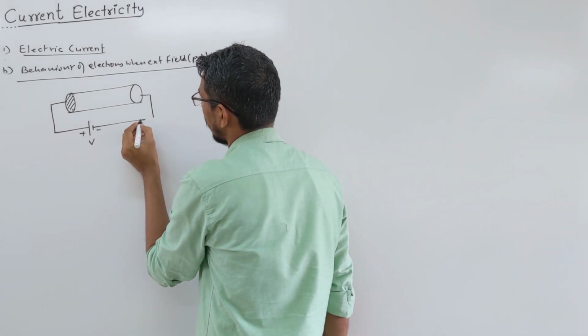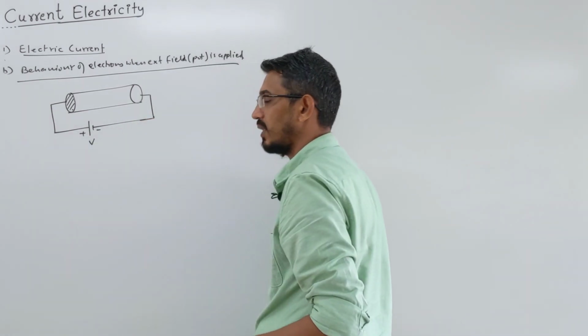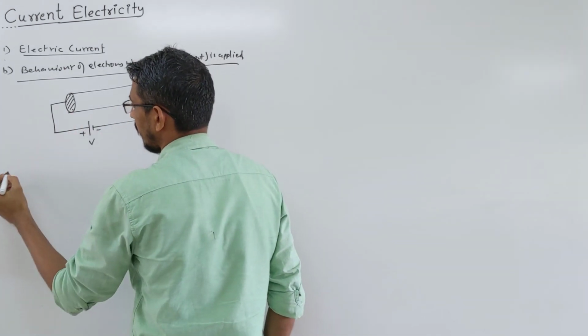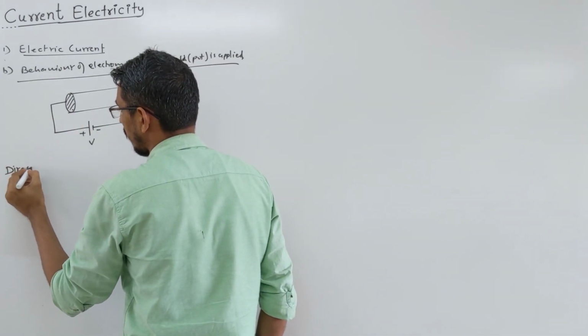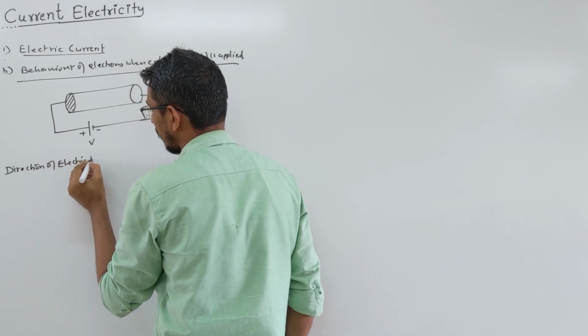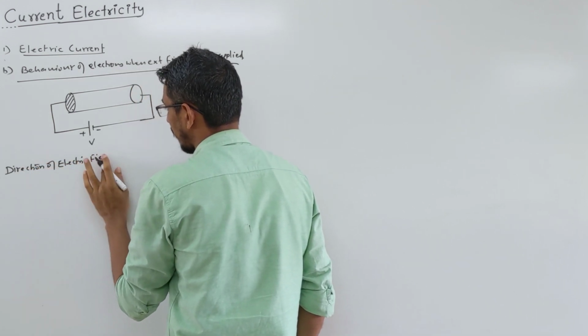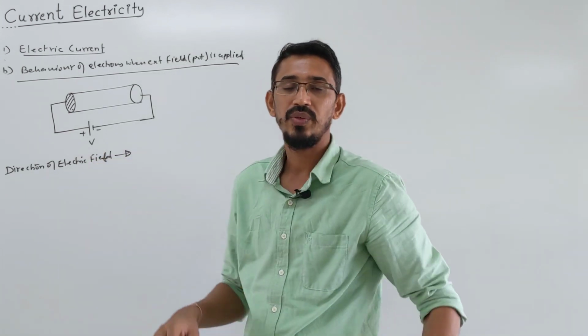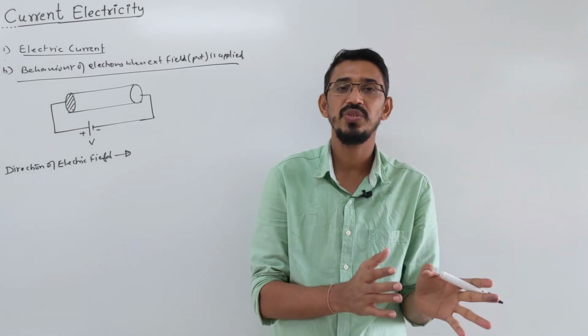Here first I want to tell you important things. This we will learn in electrostatics also, the direction of field. Let me write that. I am continuing from here. Direction of what, electric field. What's the direction of electric field? If you know the basics from electrostatics, it is from positive charge to negative charge.